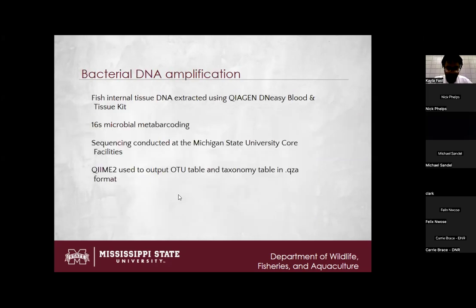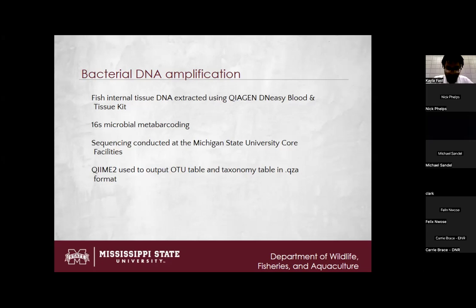And after we did our DNA extractions, we used PCR to amplify 16S RNA genes in bacteria. And then after we checked the quality of our PCR, we sent our PCRs off to Michigan State University Sequencing Corps to sequence our data using Illumina HiSeq sequencing technology. And once we get those sequence data back from Michigan State, we use QIIME2 to give us OTU tables and taxonomic tables in QZA format so that we could analyze our data.